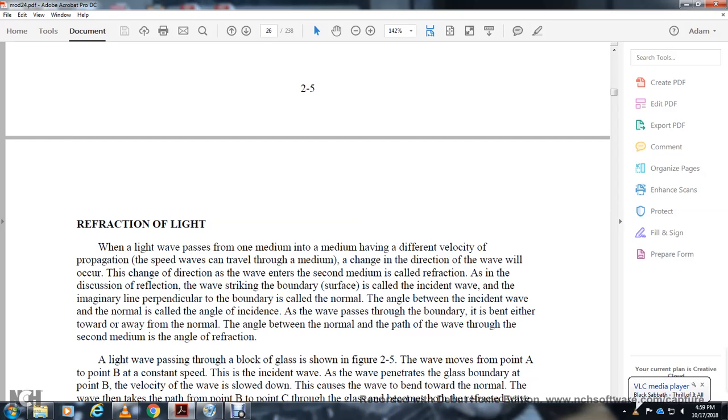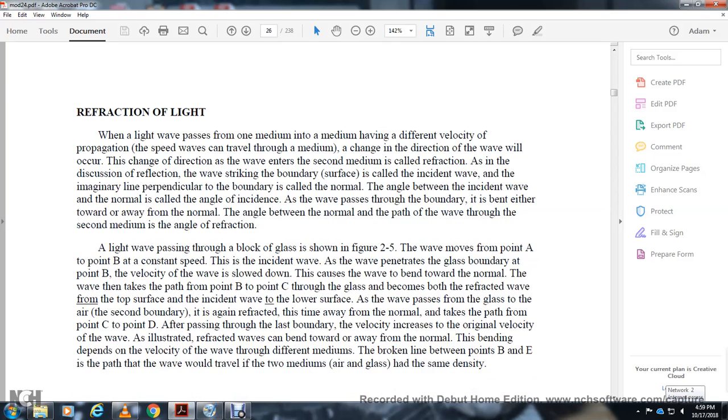The imaginary line perpendicular to the boundary is called the normal. The angle between the incident wave and the normal is called the angle of incidence. As the wave passes through the boundary, it is bent either toward or away from the normal. The angle between the normal and the path of the wave through the second medium is the angle of refraction.